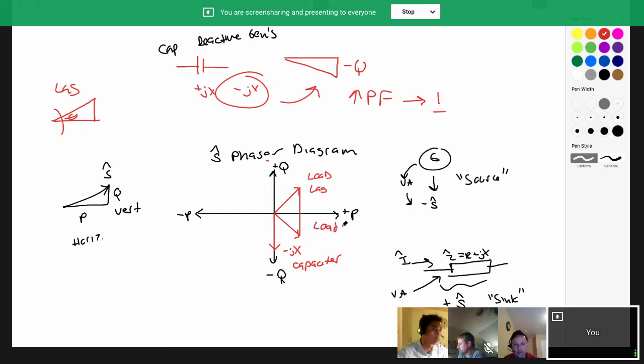Could this be an overexcited synchronous motor? A motor that would consume watts but still improve the power factor of the system? Would that then be a leading load? Right? We've got a minus Q, but a positive P, don't we? Does everyone agree with that? Positive P because it's on the x-axis. Positive P. So this is our P axis, the horizontal axis.